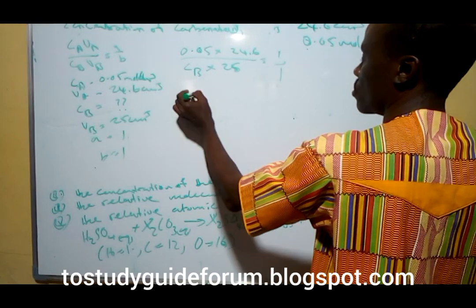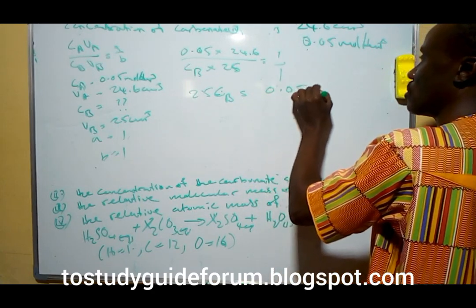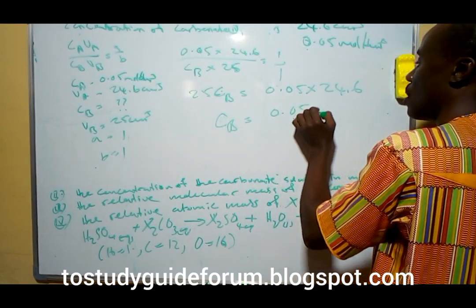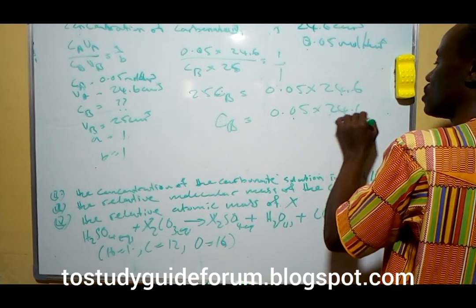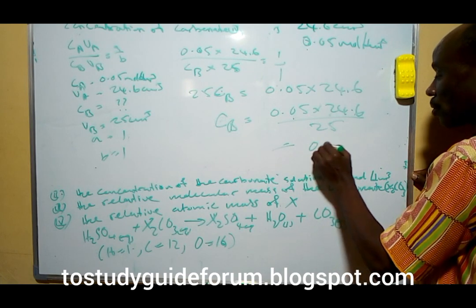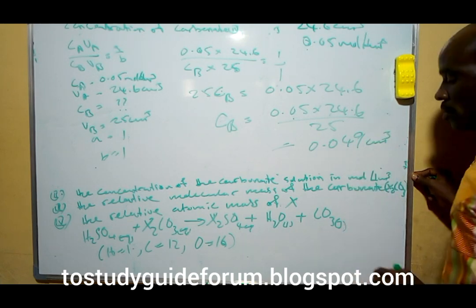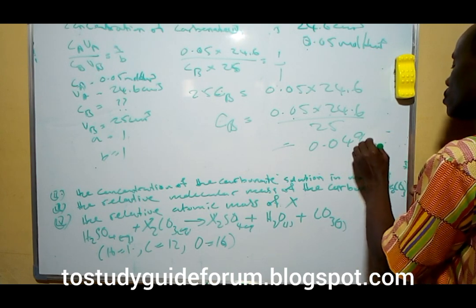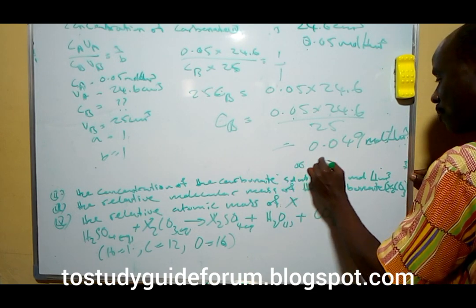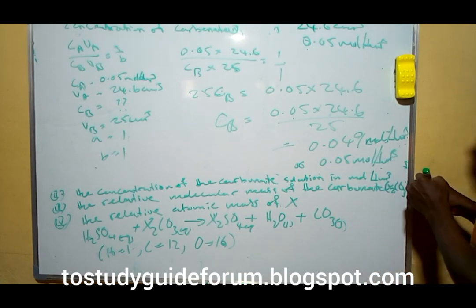Then if we cross multiply, 25 CV is equal to 0.05 times 24.6. So CV will then be 0.05 times 24.6 divided by 25. That will give us approximately 0.05 mole per dm cube. So this one is done.